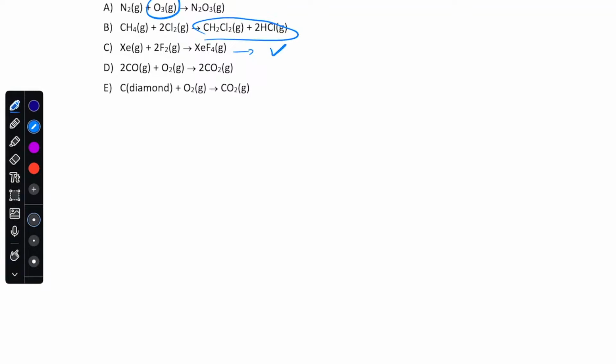Let's check the other ones to see what was wrong. This has a compound. That's not a pure element in its standard state, so that's no good. And the last one has carbon and oxygen to CO2, but carbon, its standard state is graphite, not diamond. Okay.